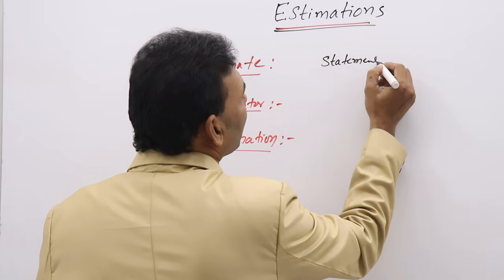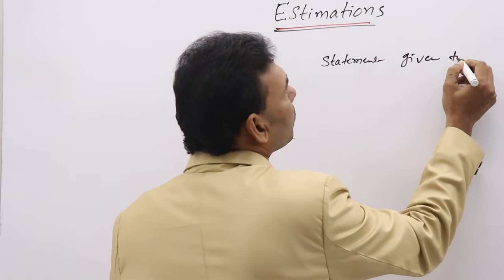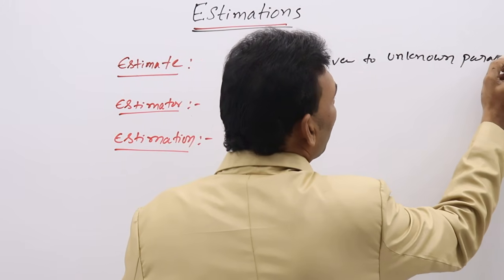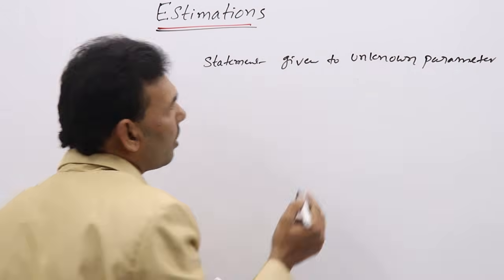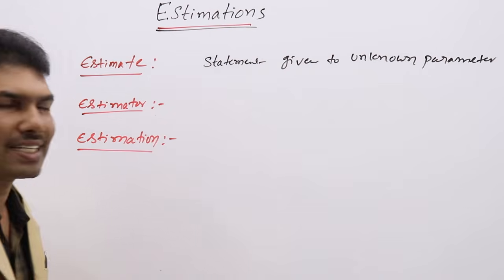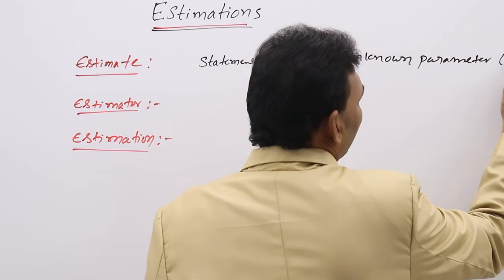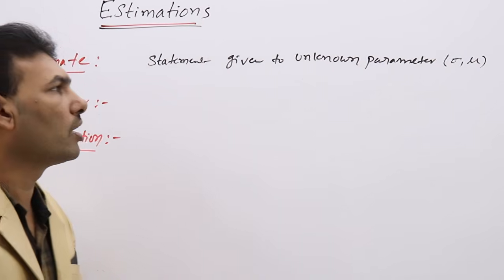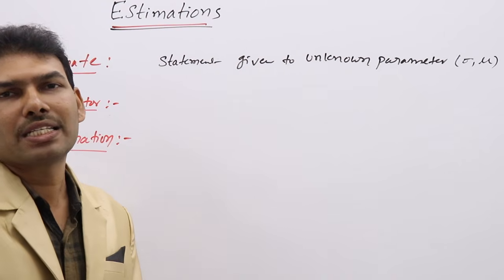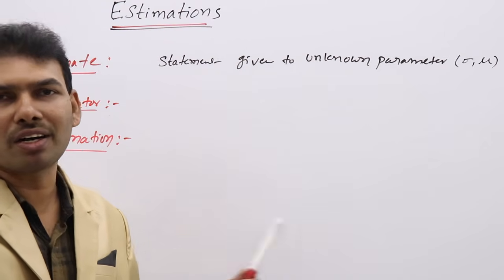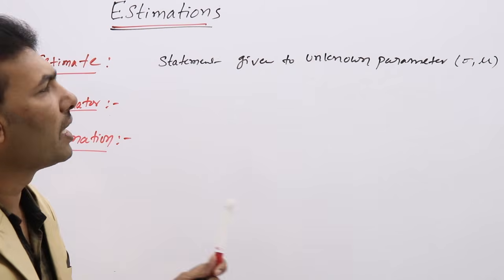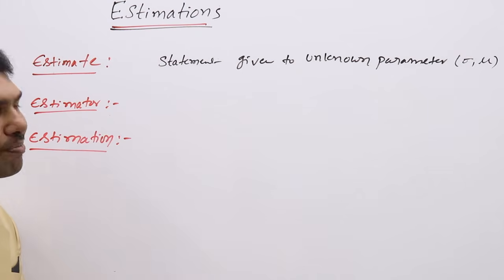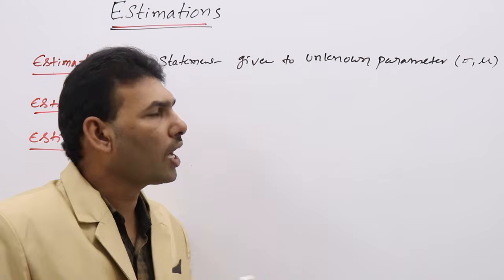A statement given to unknown parameter. We know what is parameter and what is statistic. Parameters are sigma, mu. Population related measurements are called parameters. Sample related measurements like x bar, s are called statistics. So here estimate is a statement given to unknown parameter.